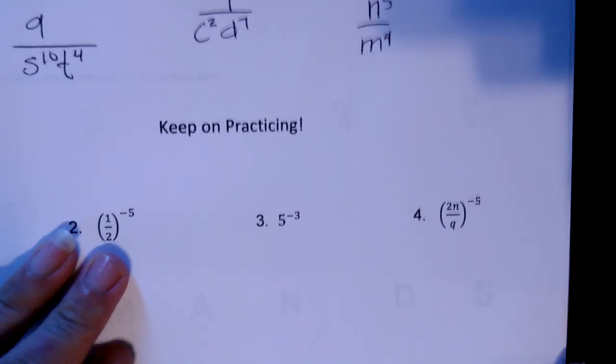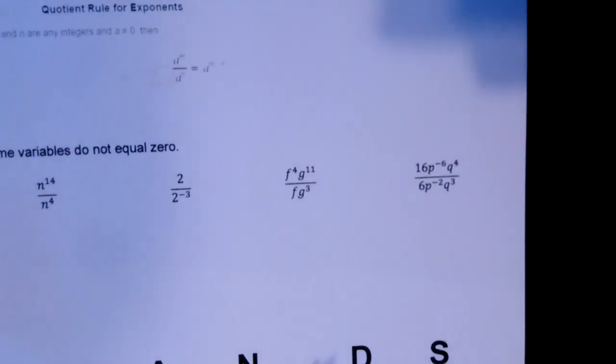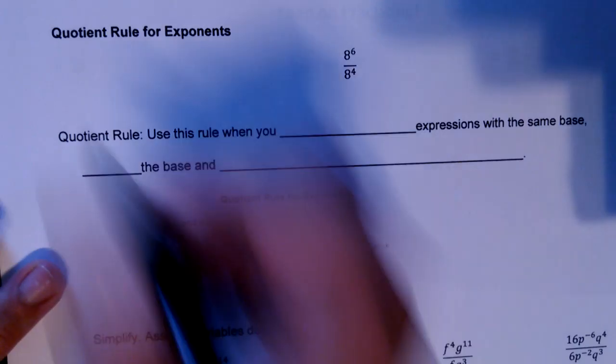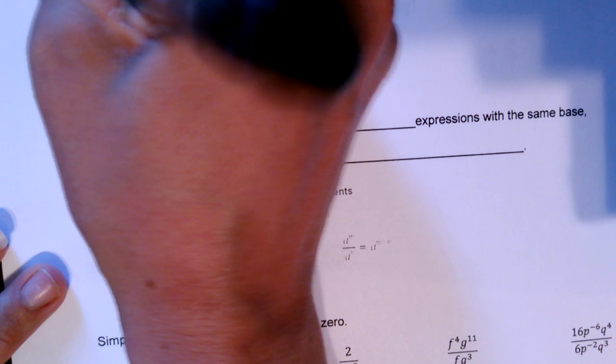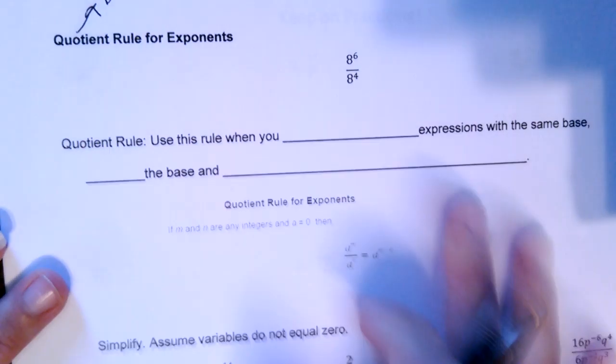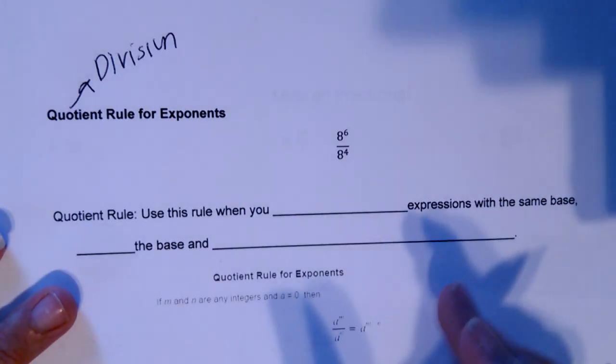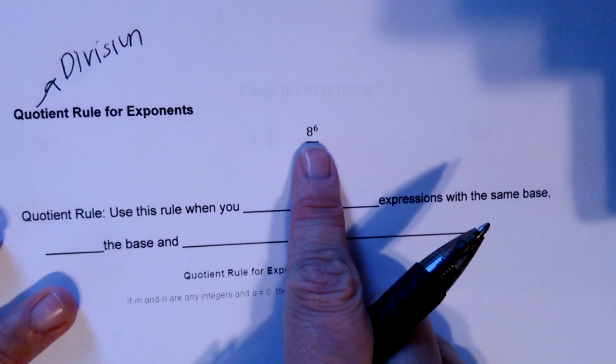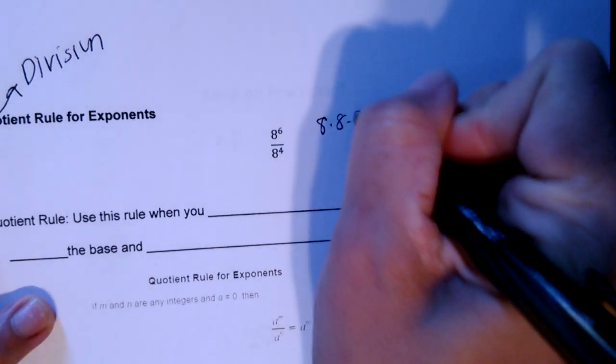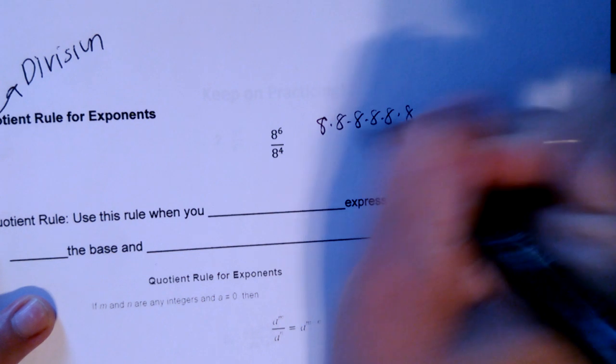Up next, we've got the quotient rule of exponents. So anytime you hear the word quotient, you need to think about division occurring. Quotient is the answer to a division problem. So basically what's happening here, they're doing 8 to the 6th divided by 8 to the 4th. So 8 to the 6th, of course, is 8 times 8 times 8 times 8 times 8 times 8 divided by 8 times 8 times 8 times 8.